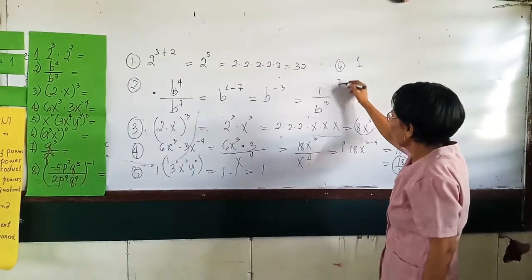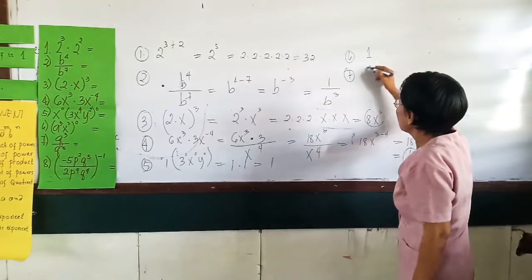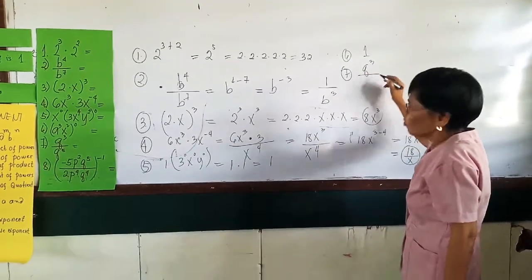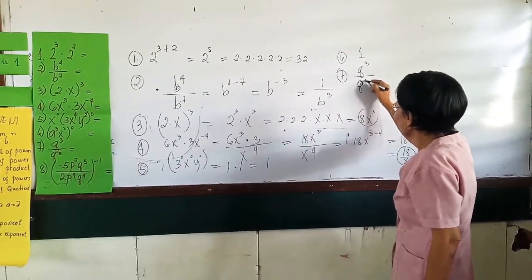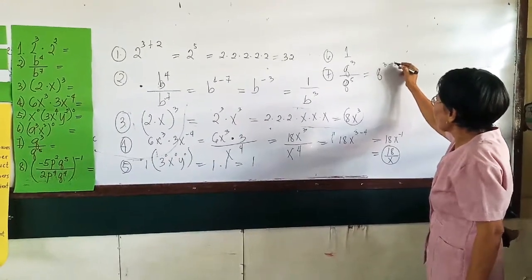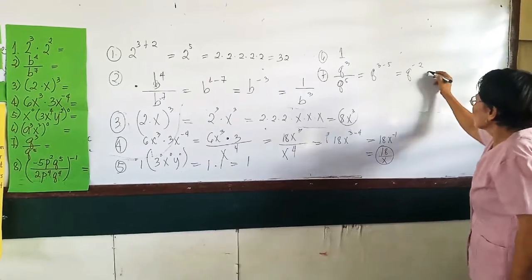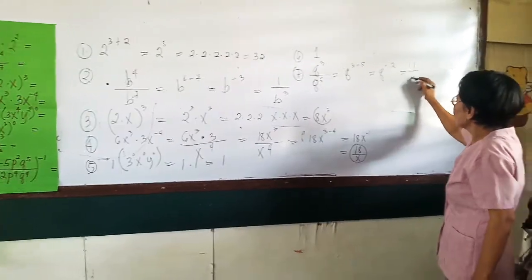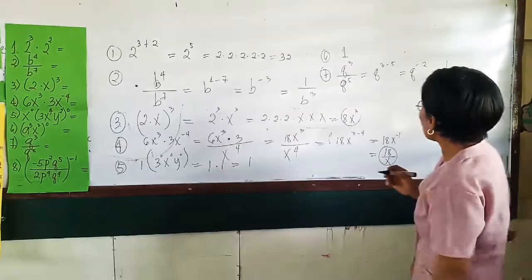Number 7. q cubed over q to the 5th equals q cubed minus 5 equals q to the negative 2. So therefore, the answer is 1 over q squared.